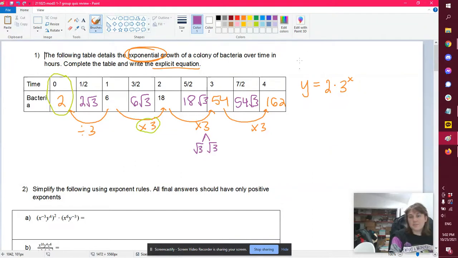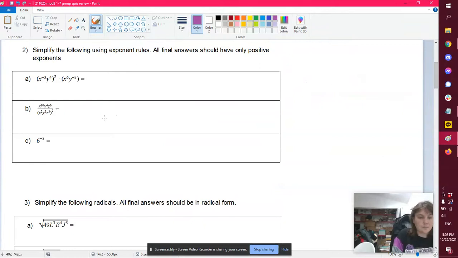That's it for number 1. For number 2, simplify the following using exponent rules. As we use the rules, I'll write them over here so we know what we're doing.